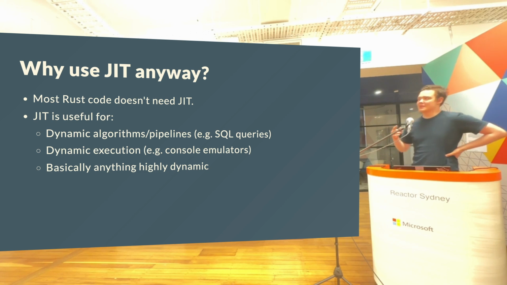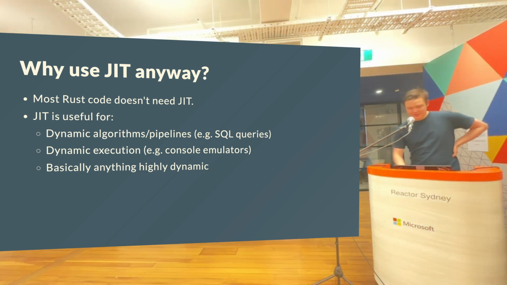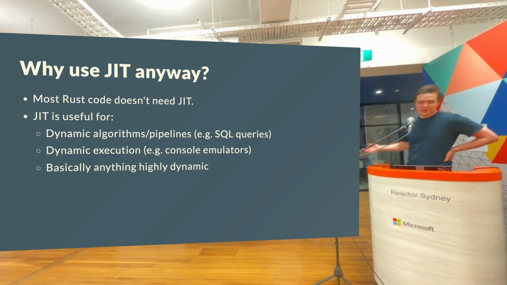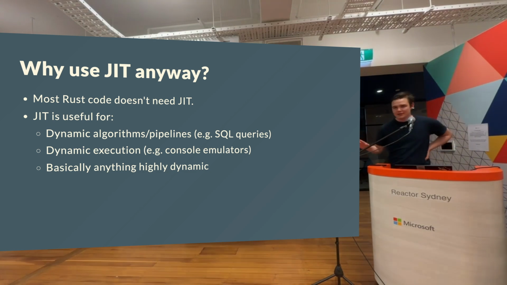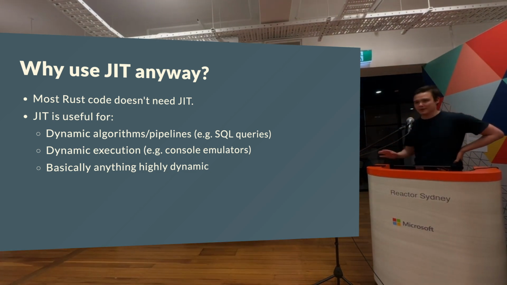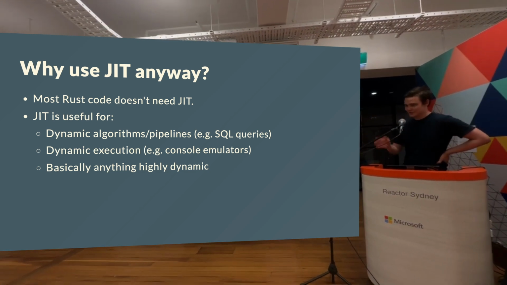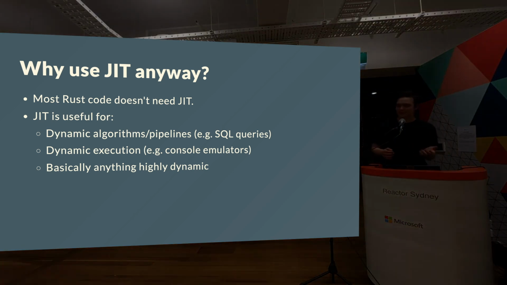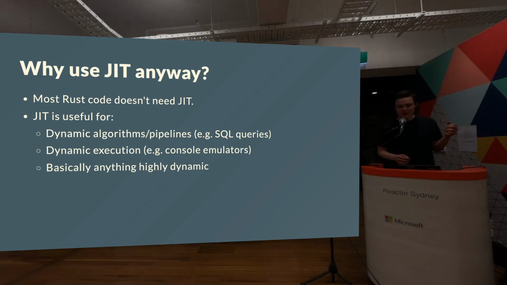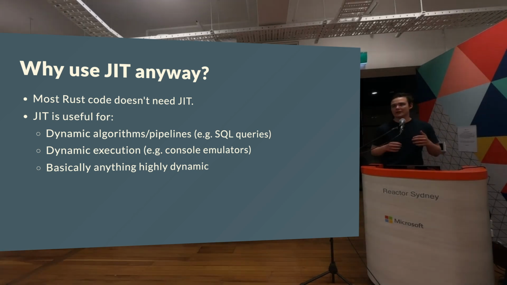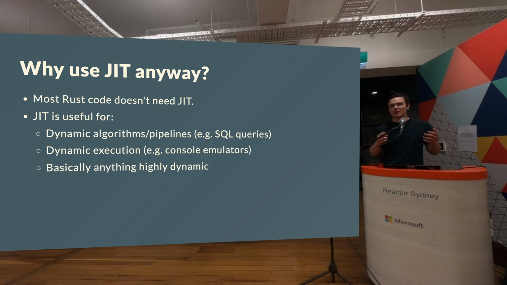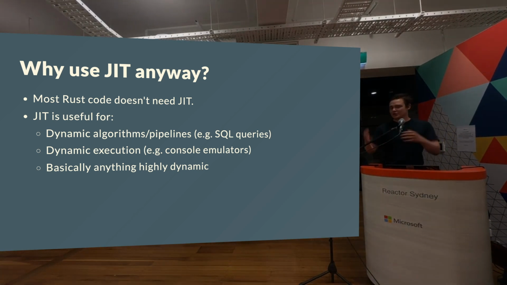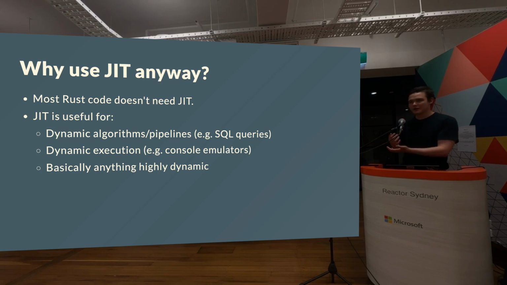So the idea is, how do you JIT Rust, and why use JIT anyway, right? Most code you write doesn't need JIT. So this wouldn't apply to most people here, but some people, like the ones doing GPU programming or other low-level high performance stuff, this might apply to. JIT is useful for any kind of dynamic algorithms. Let's say you have an SQL database and you need to do arbitrary querying logic really quickly. That's a dynamic kind of thing.